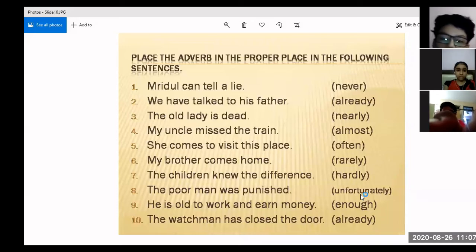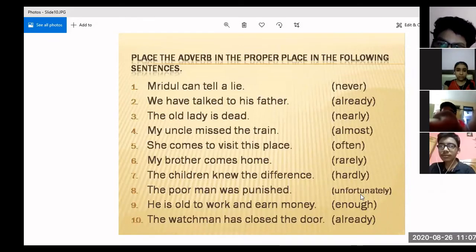And Siddhi, you don't have to raise your hand physically. There is an option of raising the hand. Okay. There is a reaction because I cannot see you.